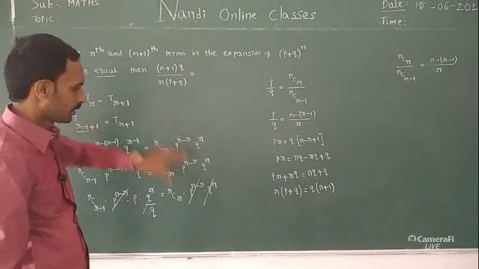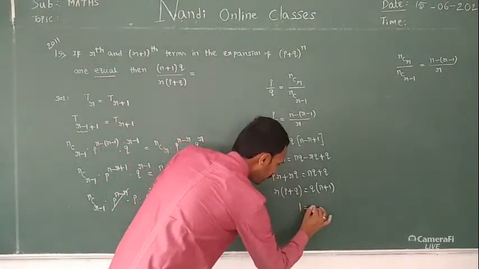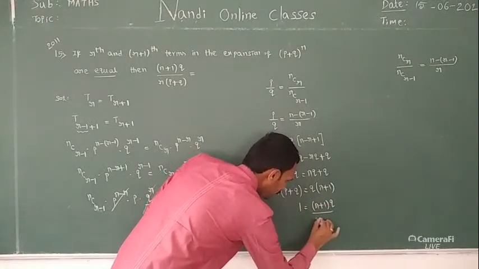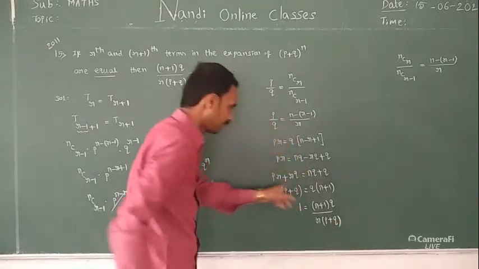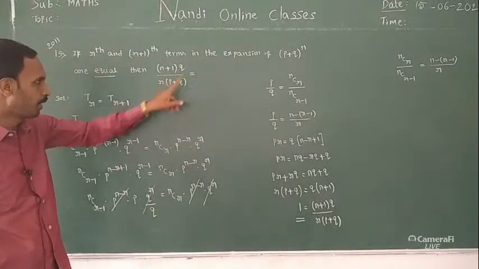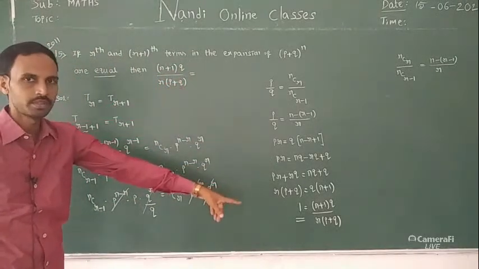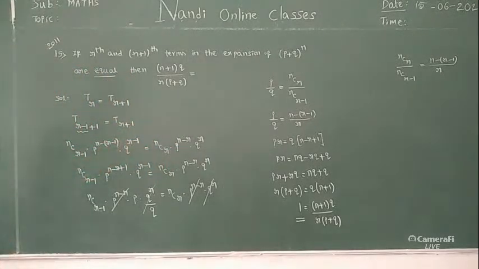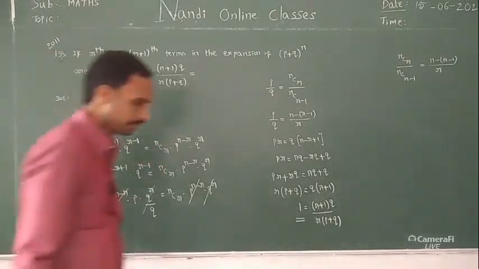Send this term to that side. 1 is equal to n plus 1 into q by r into p plus q. I send this term also that side. So the answer is 1. The given options are 0, 1, 1 by 2, 1 by 4. So the option is 1. They said rth and r plus 1th terms are equal. This is a direct formula. But change that r into the general term formula, t r minus 1 plus 1. Simplify, you are getting the answer. Write it.